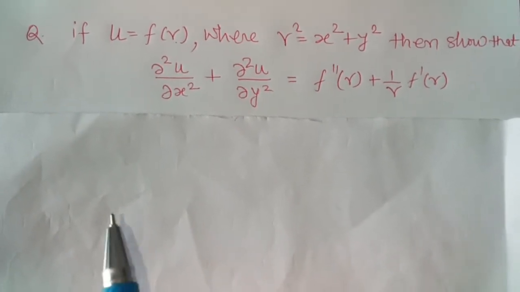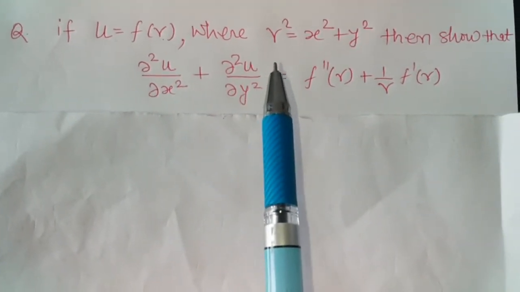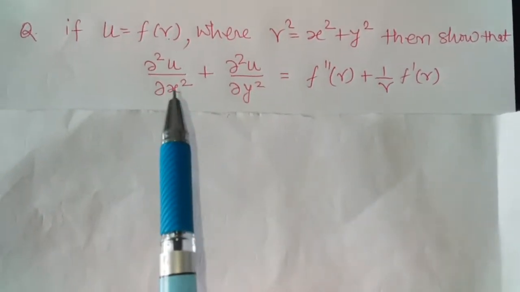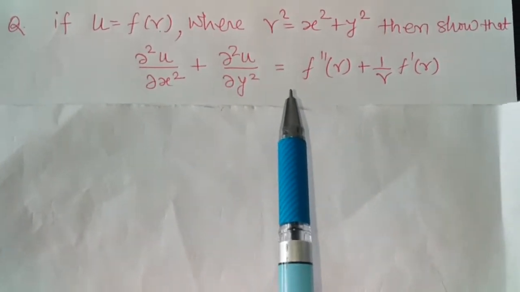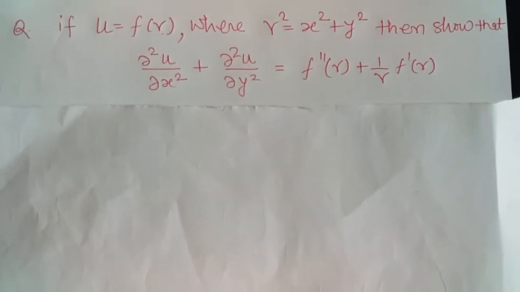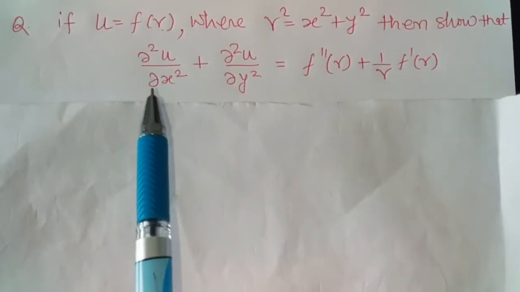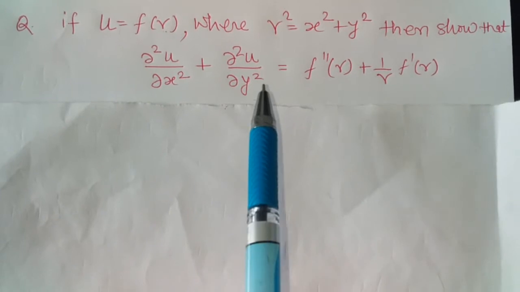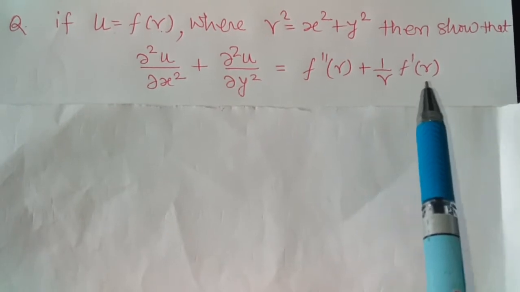Next question is, if u is equal to a function of r, where r square is equal to x square plus y square, then show that del 2u by del x2 plus del 2u by del y2 equals f double dash r plus 1 upon r into f dash r. So here we have to prove the second order partial derivative of u with respect to x plus the second order partial derivative of u with respect to y is equal to f double dash r plus 1 upon r into f dash r.